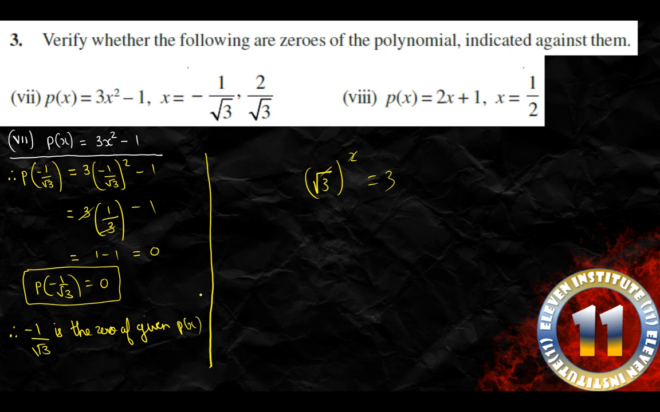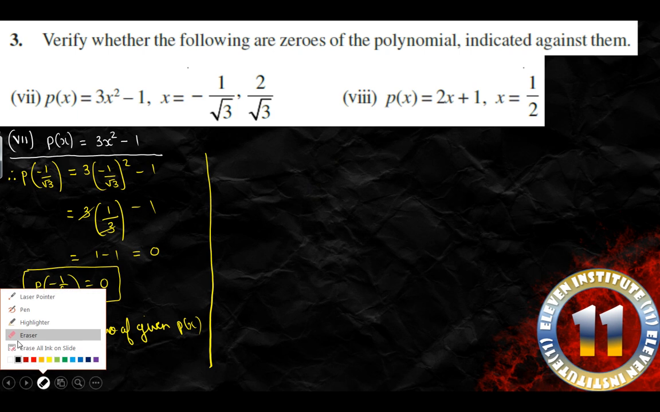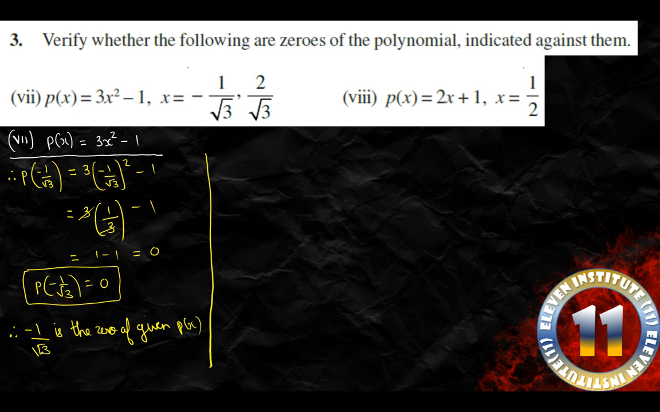I hope you don't have any doubt in this. Let us now check for the next number, which is 2 upon root 3. Same polynomial, but instead of minus 1 upon root 3 we will now try with 2 upon root 3. So again I will write therefore P of 2 upon root 3.